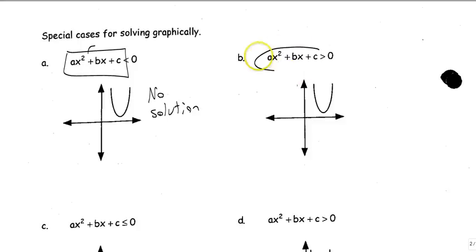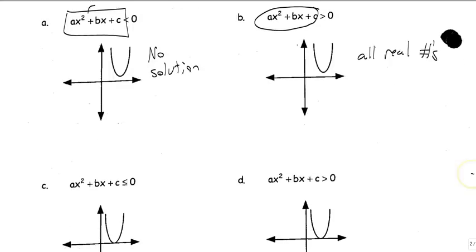Here, this is saying, where is this function above 0? Well, look at the graph. It's above 0 all the time. So this would be all real numbers. So if you ever get a graph where I'm telling you to solve it graphically and you get something like that, just look at it.